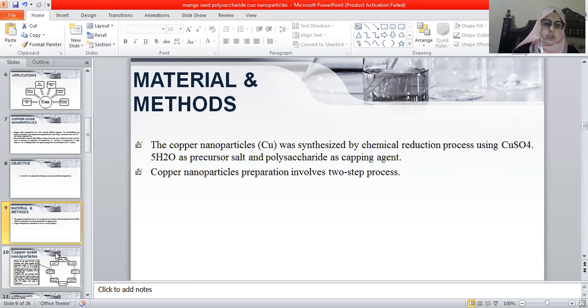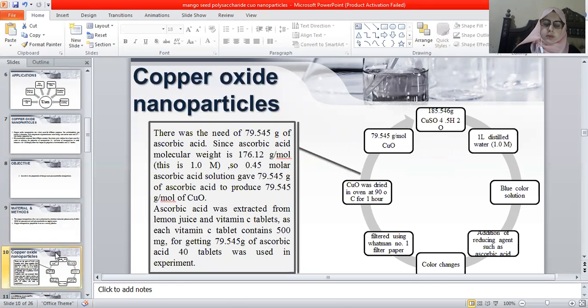Step one is the preparation of copper oxide nanoparticles, and step two includes capping of copper oxide nanoparticles with polysaccharide, mango seed polysaccharide. The copper oxide nanoparticle preparation was done using 184.564 gram of copper sulfate pentahydrate as a raw material in 1 liter distilled water, and a 1 molar solution of blue color was obtained. The color changes when we added ascorbic acid as a reducing agent.